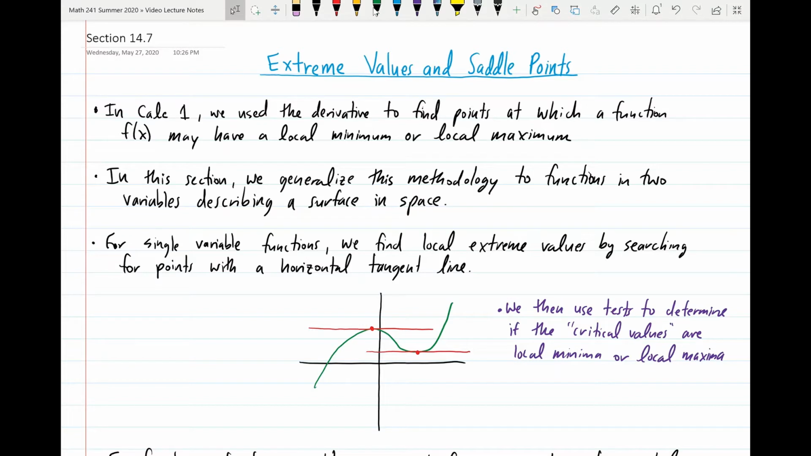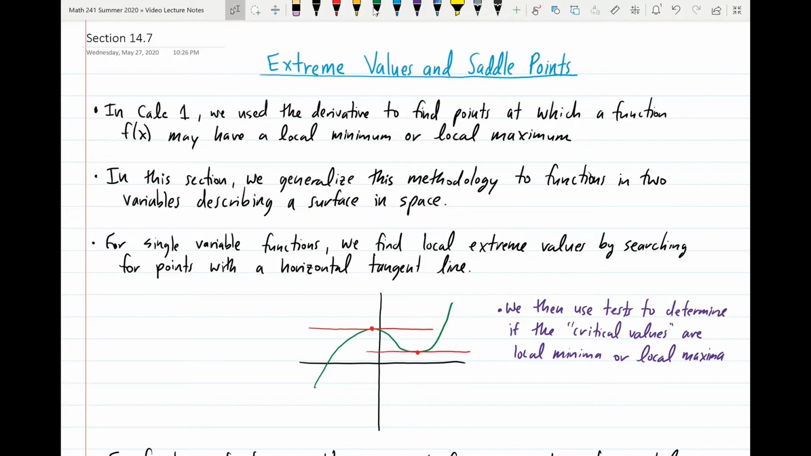In this video we'll be covering section 14.7, the last section for chapter 14, on extreme values and saddle points. Ultimately the goal of this section is to generalize the notion of local extrema and absolute extrema from Calculus 1. Remember that in Calc 1, we used the derivative to find points at which some function f of x may have a local minimum or local maximum.